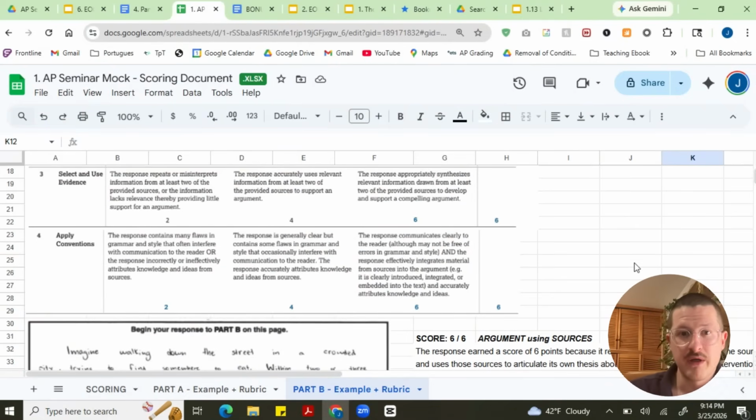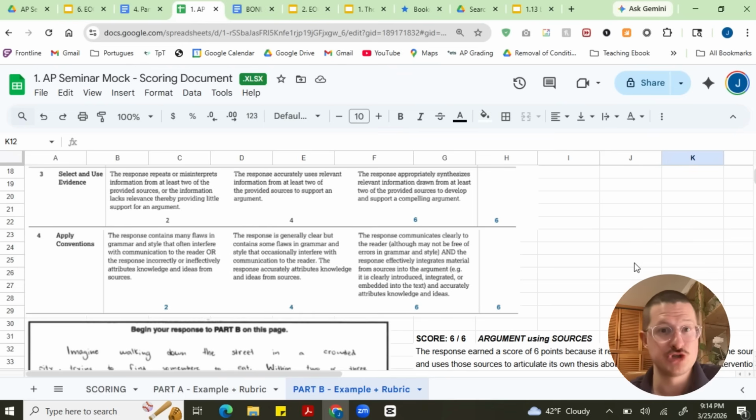Okay, number 4. The response is generally clear but contains some flaws in style and grammar that occasionally interfere with communication. Sometimes the reader's going to be like, I didn't get it. And the response accurately attributes knowledge and ideas. In other words, they know you're taking it from someplace. It's clear you're using evidence.